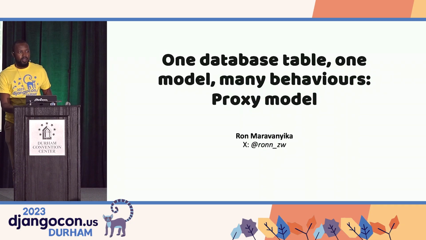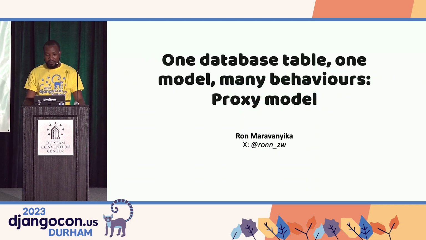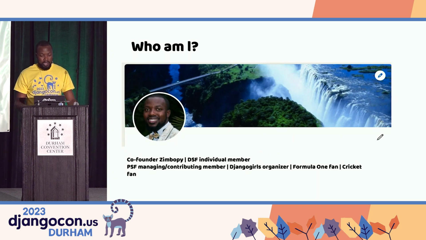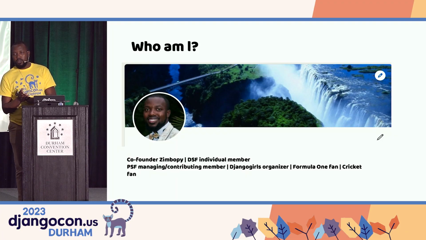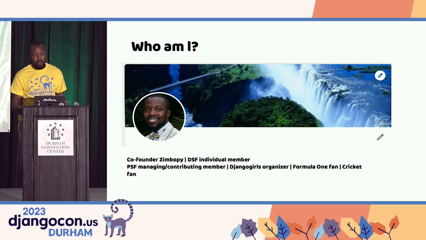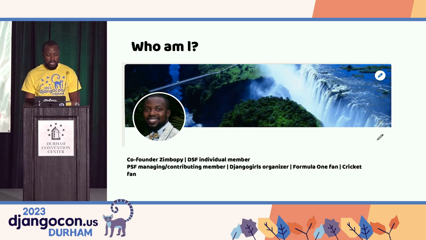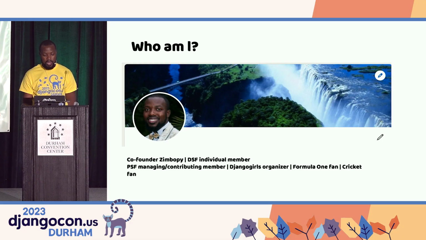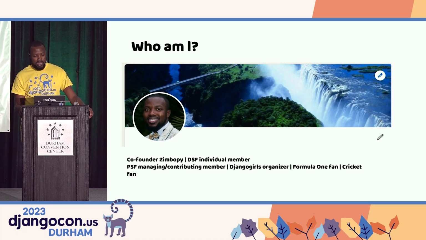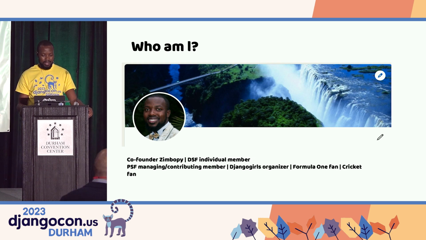Yeah, so just like the previous speaker, I came a very long way. My name is Ron. I'm a co-founder of a nonprofit called Zimbo Pi. We teach young girls how to code. I'm also an individual member of the DSF. I'm also a member of the PSF, and I've been organizing Django Girls. I'm a Formula One lover and a cricket fan, which is not something popular on this side of the world.